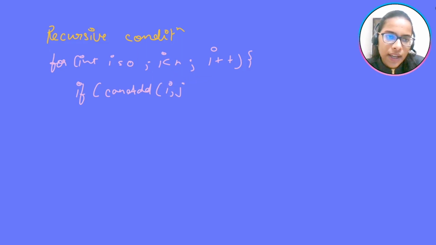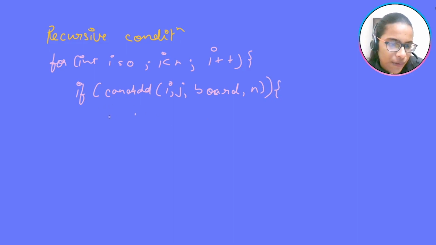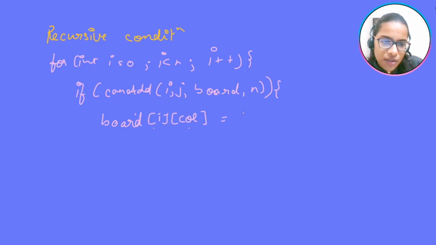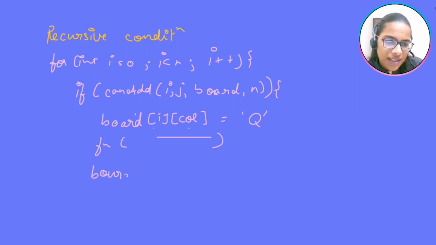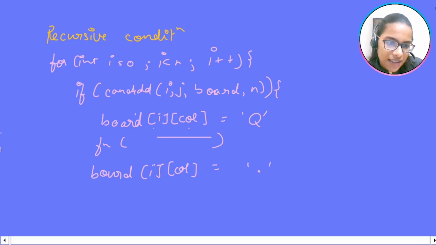So if it can be added in the ith row, jth column in our board with n rows and n columns, we will add it. So board of row comma column will be equal to our queen, and then we will recursively call our function. Afterwards we will backtrack. To backtrack, we need to revert the changes, board of row comma column equal to a period. So yes, this is our recursive case and we are done with our solution.